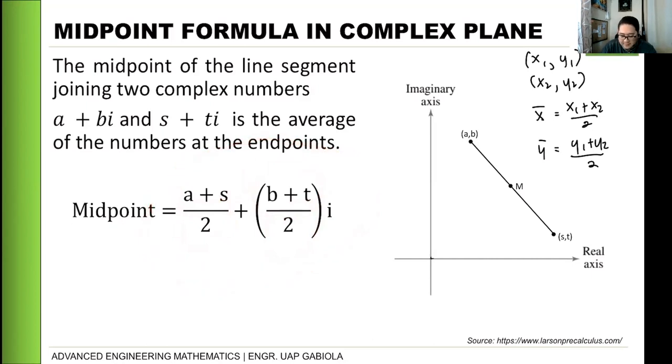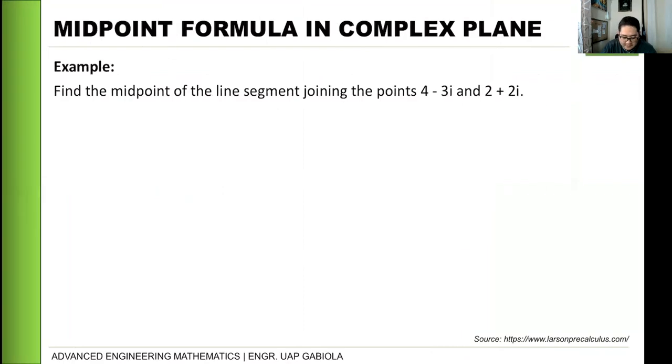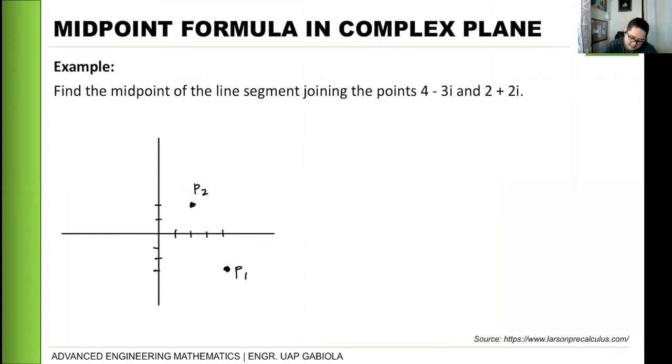So let's apply that to an example. So we have 4 minus 3i tsaka 2 plus 2i. So let's have our complex plane. And then we have 1, 2, 3, 4, then negative 3. So ito yung ating point 1. Then second, we have 1, 2, then 1, 2. So this is our second point. Okay? So ito yung line segment connecting them. So yung midpoint niya is somewhere dito.